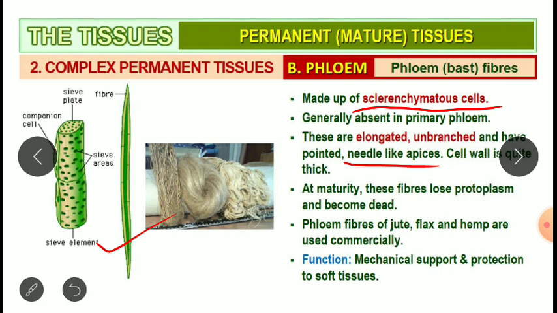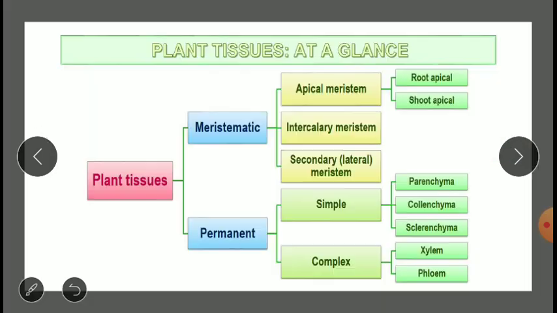At maturity, these fibers lose protoplasm and they become dead. Phloem fibers of jute, flax, hemp are commercially used. The main function of these phloem fibers is to give mechanical support and protection to the soft tissue. So these are the four elements of the phloem, that is the companion cells, sieve tubes, phloem parenchyma and phloem fibers.